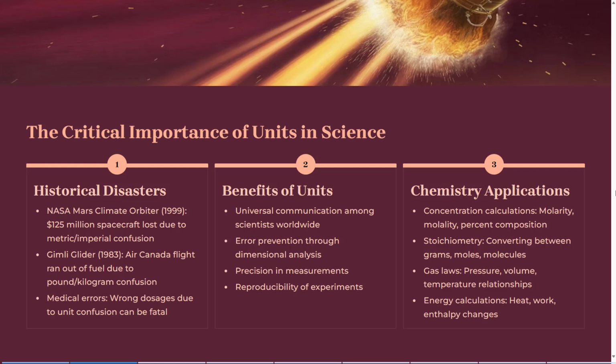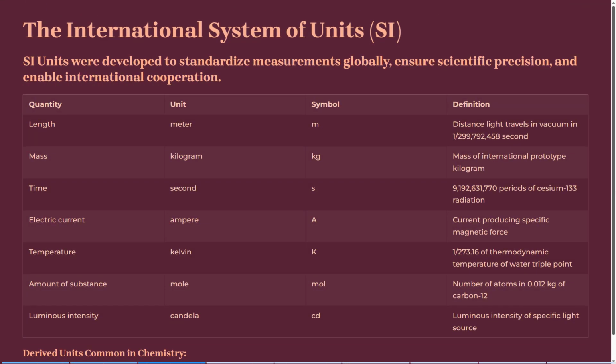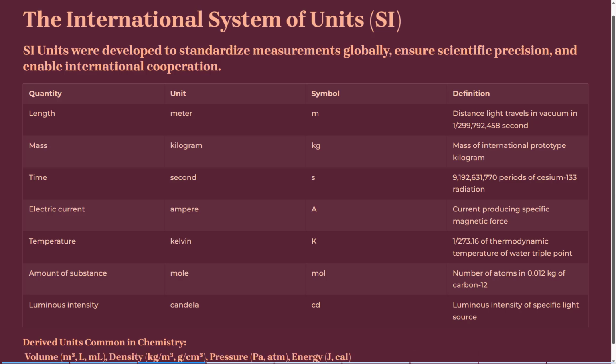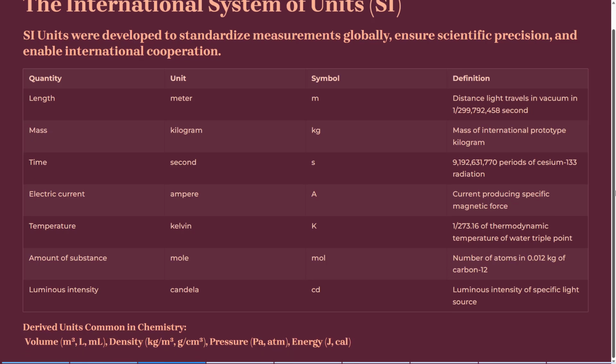This is why chemistry relies heavily on the International System of Units, or SI units. These 7 base units give us a universal language: the meter for length, kilogram for mass, second for time, and mole for amount of substance. While we will explore this deeply later in the course, from these base units we derive everything else we need: volume, density, pressure, and energy. The beauty of the metric system lies in its simplicity.